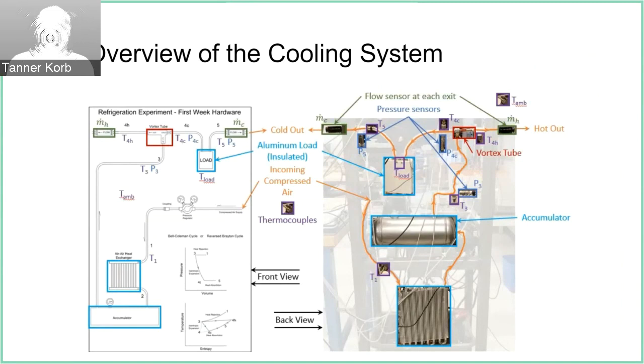Station 1 is where we're bringing air into the system. Station 2 is between the heat exchanger and the accumulator. Station 3 is right before air enters the vortex tube. Here we've taken a pressure and temperature measurement, and we're assuming that this is ambient pressure and temperature.